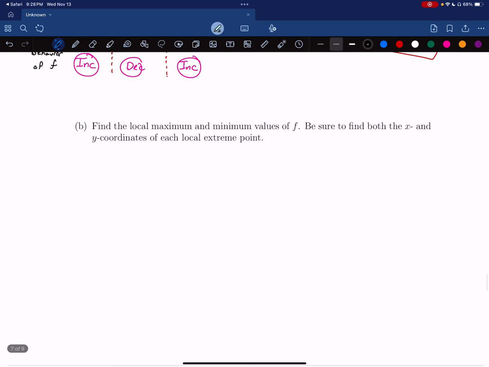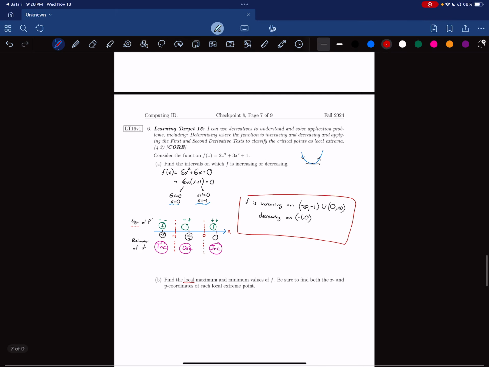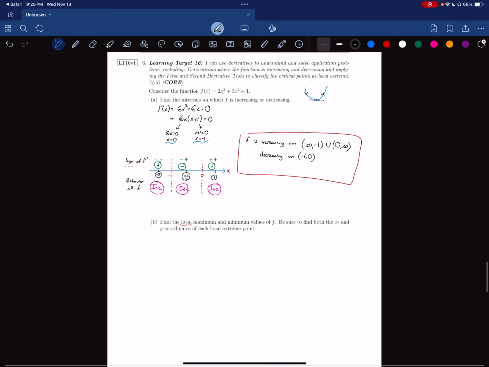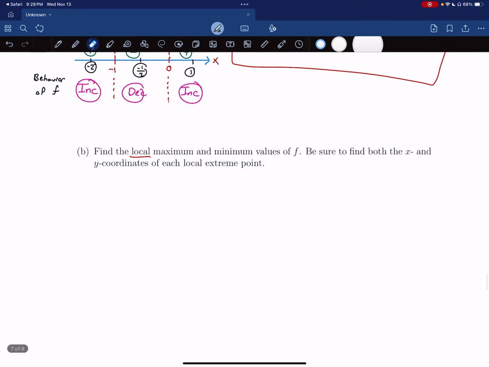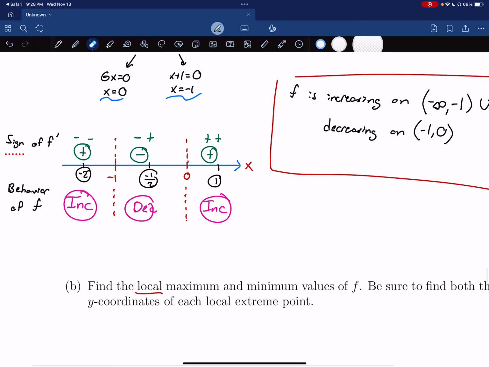Now we're asked to find the local max and min values of f. So we have our critical points. We know that those intrinsically will be potential candidates for local maxes and mins, so let's plug those in. Also take note that it says local. That means we don't need to consider endpoints, which makes sense because we're not given an interval in this question. So we only need to consider the critical values we already found. And also, looking at our sign chart, we can already tell which point is going to be the local max and which will be the local min.